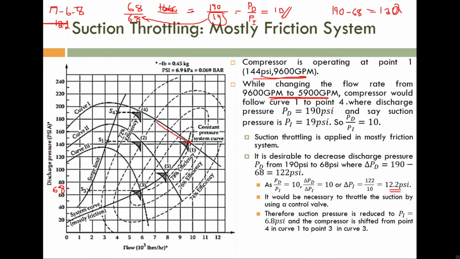Here we are not trying to maintain the pressure. We want a pressure for the minimum flow. So in order to achieve that flow with flow rate 5900 gallons per minute, we want a discharge pressure of 68 psi. So we want to reduce the discharge pressure from 190 psi to 68 psi. For that purpose, the suction line is throttled to reduce the suction pressure from 19 psi to 6.8 psi. So the reduction in suction pressure required is 19 minus 6.8, that is 12.2 psi.